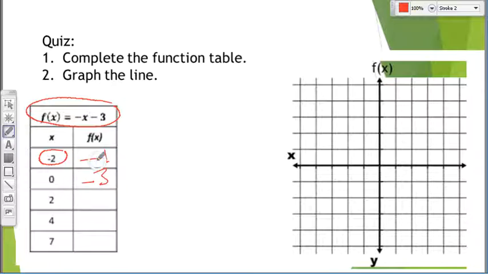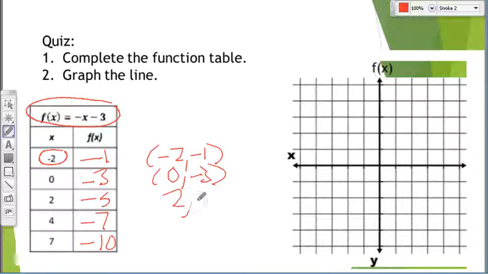And I know that you guys did this on your quiz. If we let the x be 2, the y is going to be negative 5. If we let the x be 4, the y will be negative 7. And if we let the x be 7, the y will be negative 10. So now, if we know 2 points that are on a line, we can graph that line. So we know the point negative 2, negative 1 is on this line. We know the point 0, negative 3 is on this line. We know the point 2, negative 5 is on this line. So let's go ahead and just graph these three right here, and that will graph our line for us.